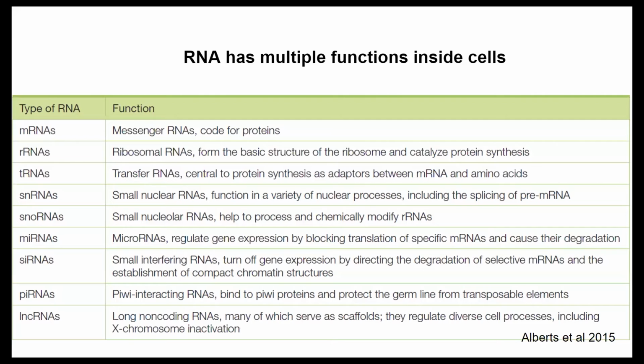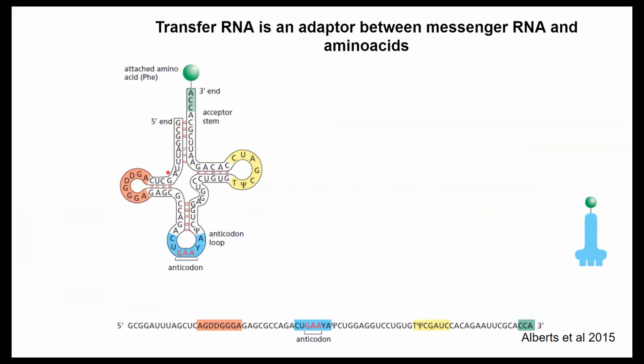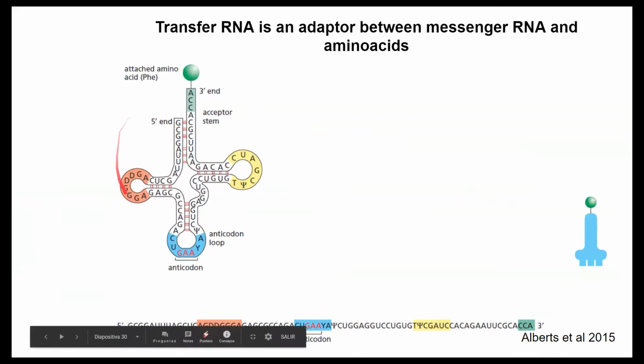These RNAs don't get into protein, they just function as RNA. But we are focusing on proteins, and for proteins we need messenger RNA, and we also need transfer RNA. So the transfer RNA looks like this on the left.